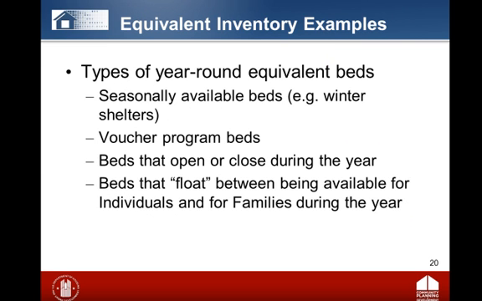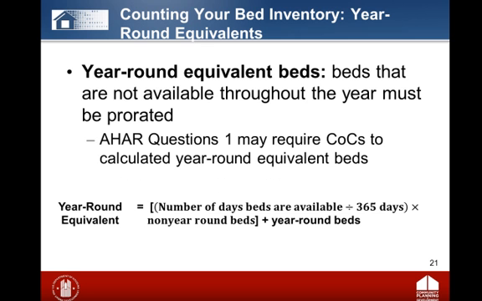Identifying when to calculate the year-round equivalent of beds available in a given program can be tricky. Some of the most common examples of programs that end up having their bed totals prorated are seasonally available beds, voucher programs, when a program opens or closes throughout the year, or when a given project ends up with beds that float between serving individuals and families. Counting these year-round equivalent beds can be tricky as well.